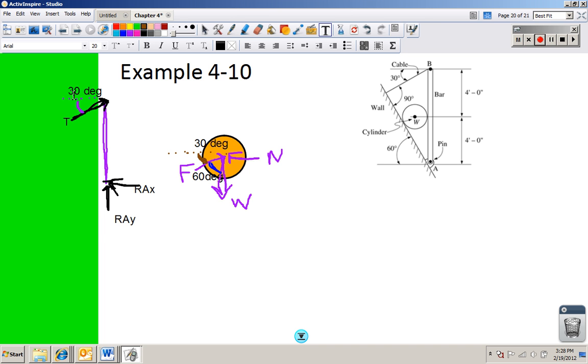Okay. All right, so now let's look at what we want to start with. On the bar, I don't know any of these components. However, I do know some things about the cylinder, so I think I'll start there. Okay, the cylinder has a weight of 2,500 pounds. Okay. So let's start with the cylinder.